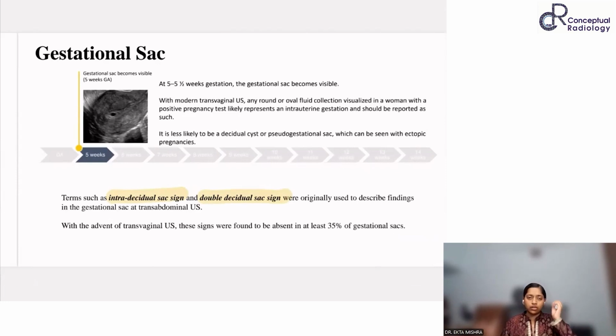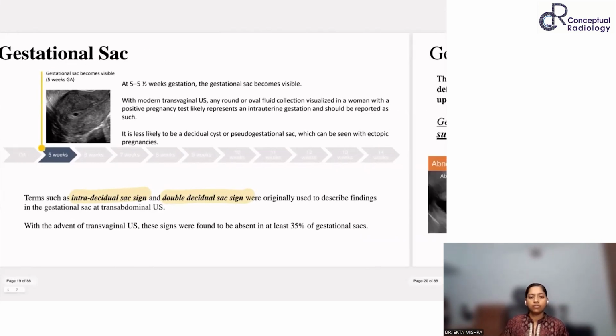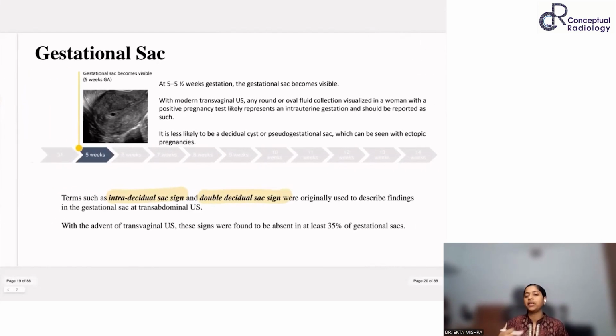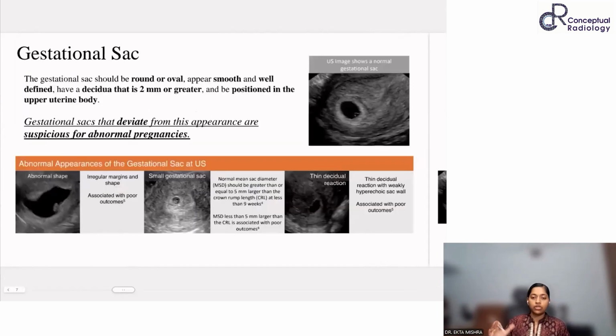So often the yolk sac was missed on TAS. So they helped us to diagnose presence of intrauterine pregnancy earlier. But now, with the advent of good modern TVS, we can pick them even early. So GSAC, normally it should be round, oval, smooth, and decidual of 2 mm or greater.